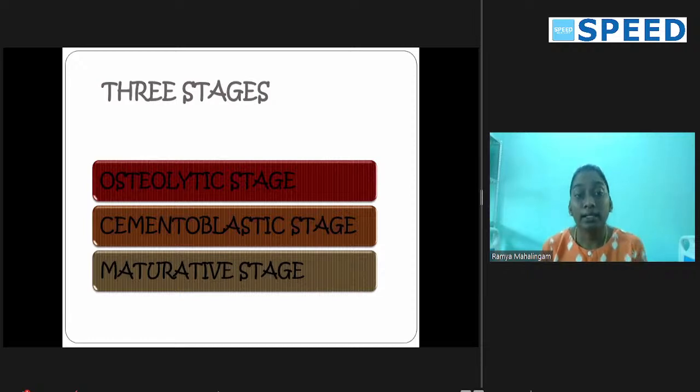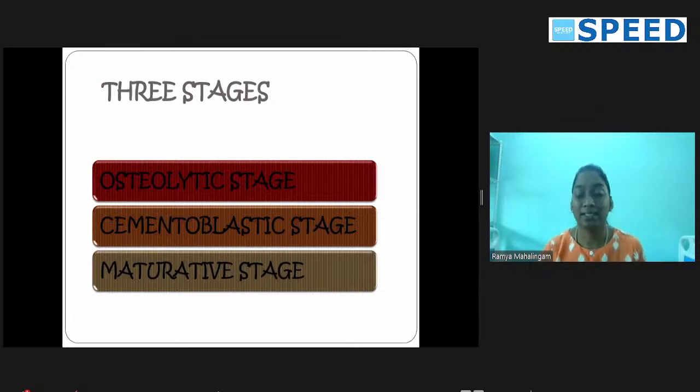Some differences, like cementum-like material, will be there, and it is going to show a formation of cementum-like tissues in the cementoblastic stage. In this stage, you won't see a purely lytic lesion or a purely radiopaque lesion. It is going to be a mixed lesion. And the third is the maturative stage, wherein the lesion is going to show a complete radiopaque lesion around the tooth which is affected.